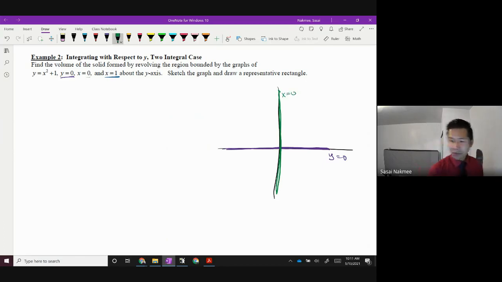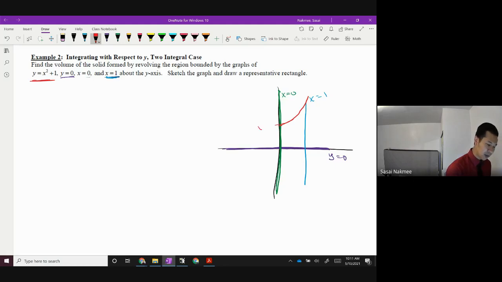Right? And then we have 2 more graphs here. One is going to be x is equal to 1, and that's going to be this line right here. And then last but not least, y is equal to x squared plus 1. So it goes up 1 like so, and then it does a parabola like so. All right, so this is going to be y is equal to x squared plus 1.